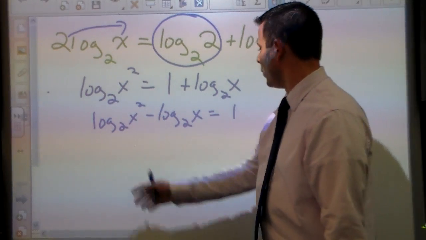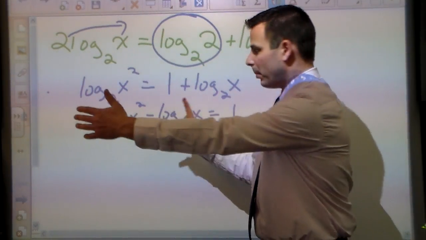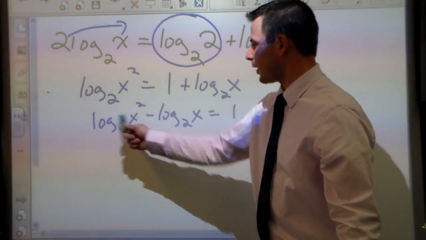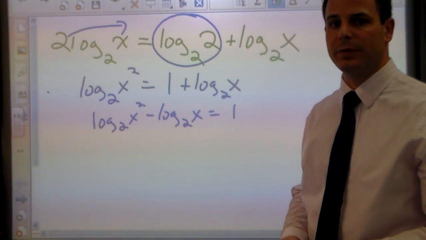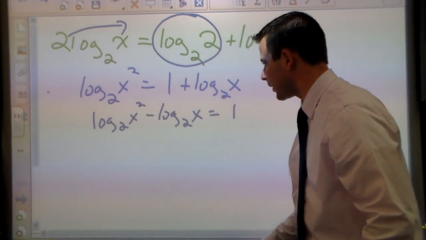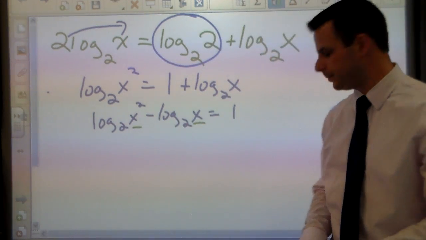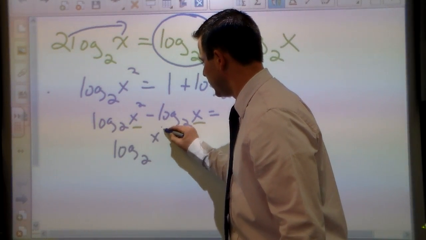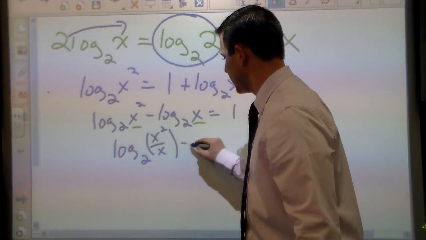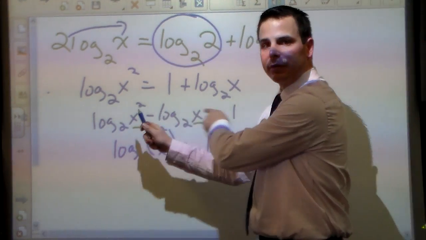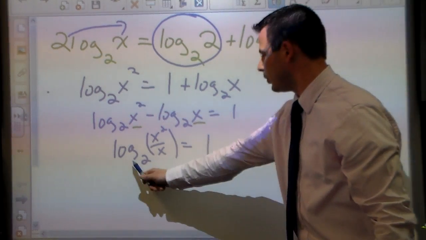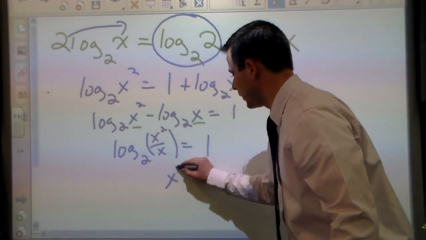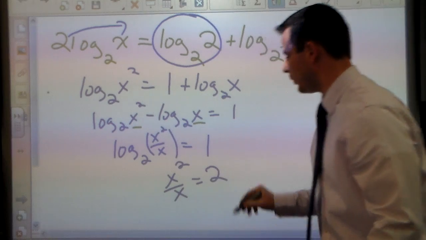Now I have a log equation where there aren't logs on both sides. So I'll combine these logs and do left, right, center to get it into exponential form. So we're subtracting logs. That means we're subtracting exponents. That means we're dividing. We're dividing the of portion of the logs. So I have log base 2 of x squared over x equals 1. Now I can do left, right, center. 2 to the first power equals x squared over x. X squared over x equals 2.